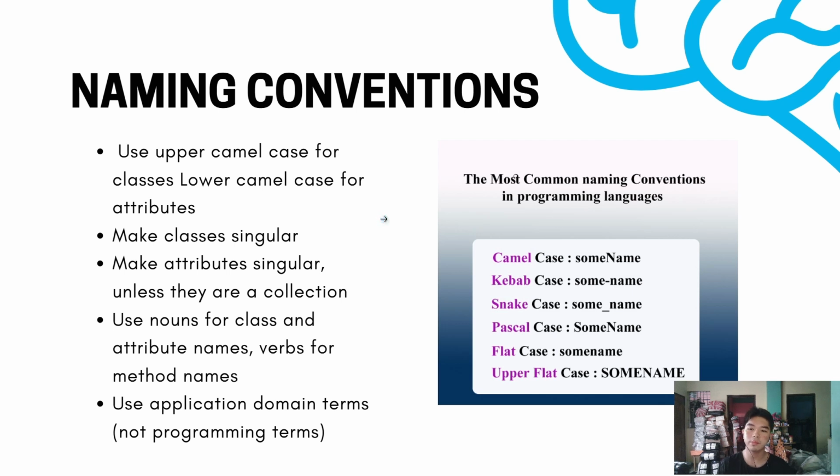So we use upper camel case for classes, and lower camel case for attributes. Also, we make classes singular to avoid confusion, and we make attributes singular unless they are a collection. In naming conventions, we also use nouns for class and attribute names, and verbs for method names. Lastly, we use application domain terms, not programming terms, for easy use.